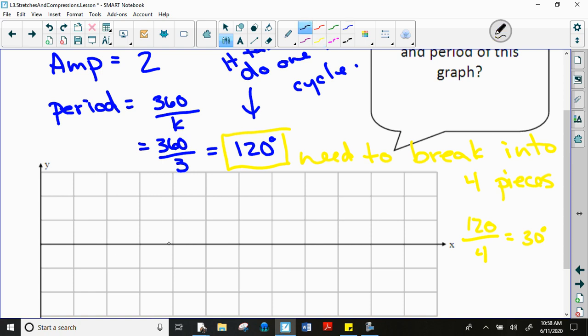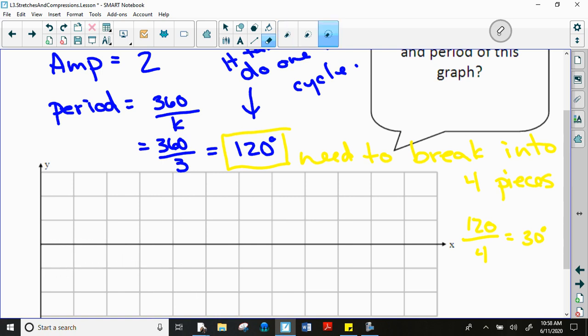So there are a couple ways I could do this. 1, 2, 3, 4, 5, 6, 7, 8, 9, 10, 11, 12. I could go 30, 60, 90, 120. I could make my graph look like that. That's going to be a really squashed graph, and I didn't make very good use of the space I had given to me.